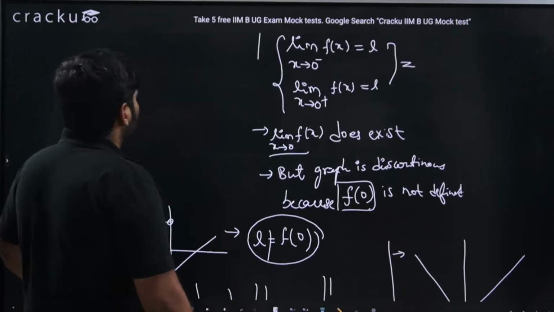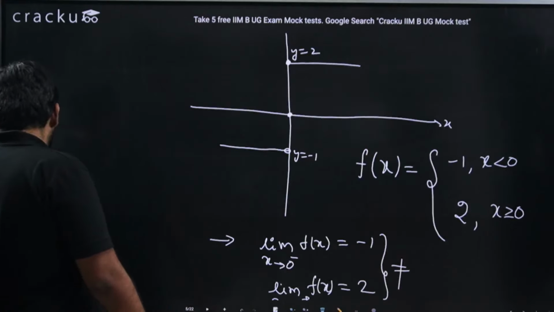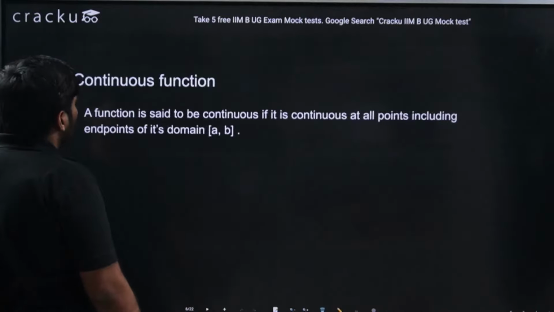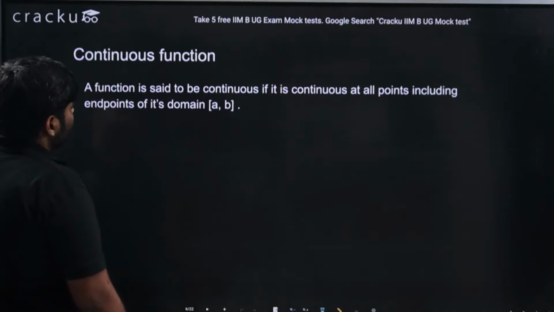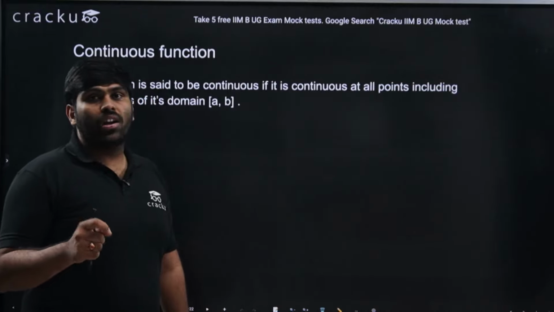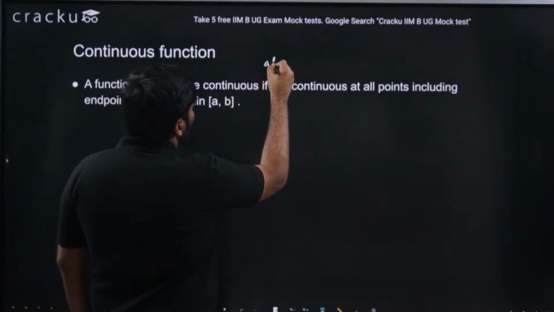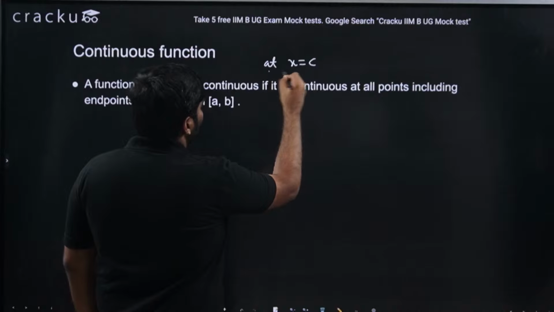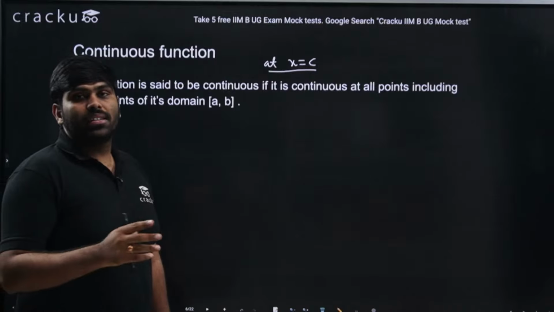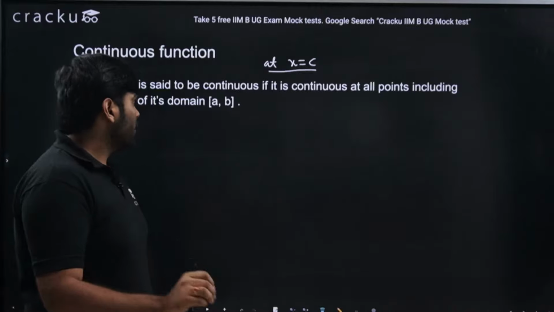So this is about the graph of continuity. Let us see further. We have discussed the limits and function graph. Let us see now what a continuous function is. Just before, we discussed continuity of a function at a particular point x equal to c. We discussed that if the function has to be continuous at x equal to c, then the limit has to exist as x tends to c, and that particular limit value should be equal to f of c.